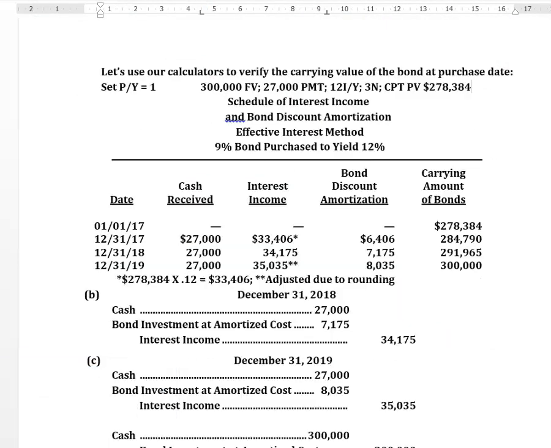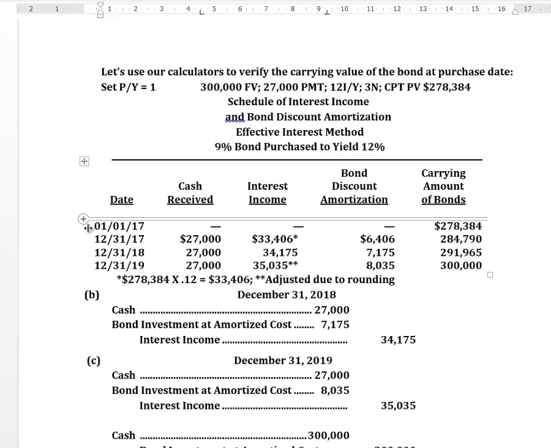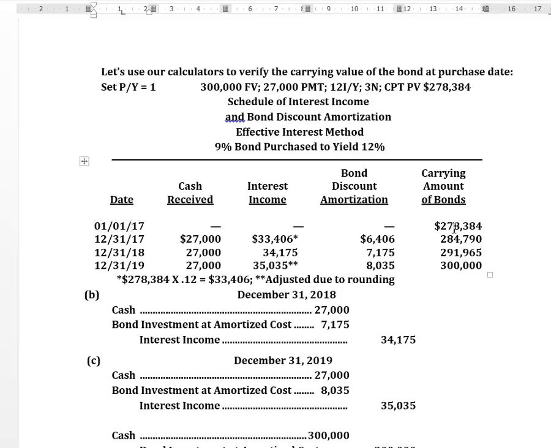So now, the question also asked me to do an amortization schedule, and I'm rounding to the nearest dollar. So in our case, we'd start off at the issue date with a carrying value of $278,384. Now here we are at the end of the year 2017. Don't forget, interest is paid every December 31st. So the investor, Phantom, would receive $27,000. But how much interest income would they book? Note that cash isn't the amount of interest income.